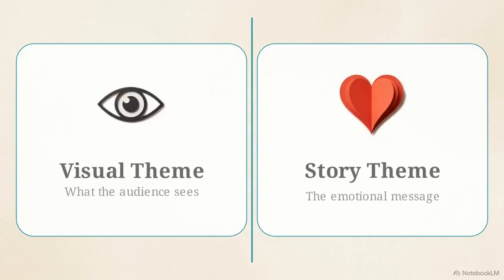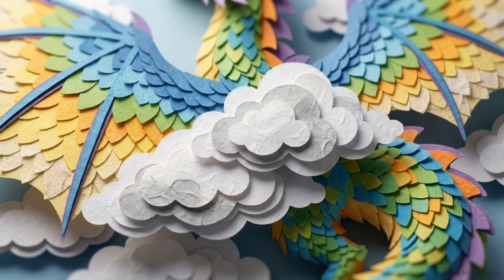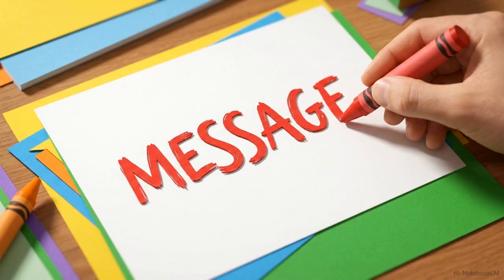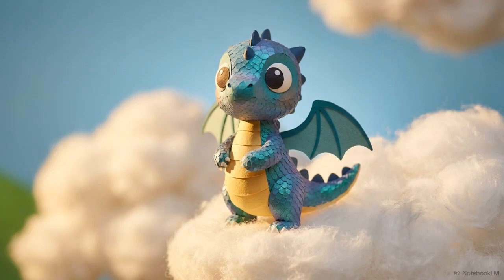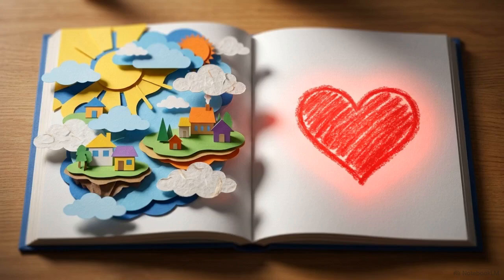Your coloring book actually has two themes working at the same time. You have the visual theme, which is what we see, like Luna's wings and the fluffy clouds, and you have the story theme, which is the deeper message you choose to share with the world. The deeper message of Luna's adventure is courage. It's about finding the strength to try, even when you are scared. When you understand both of these layers, you can build a coloring book that has an exciting setting and a meaningful heart.